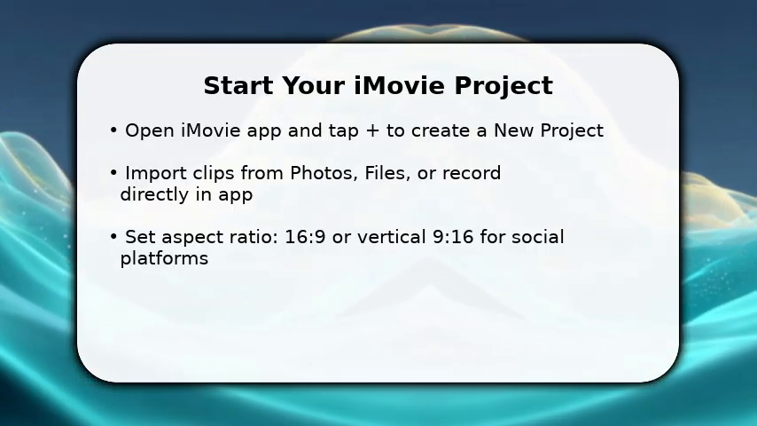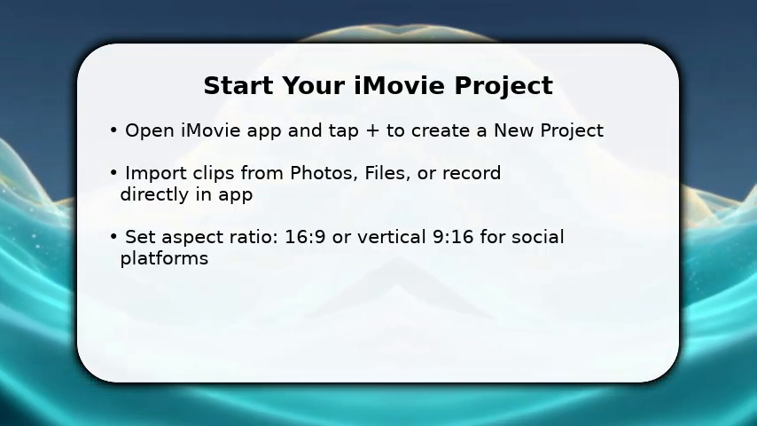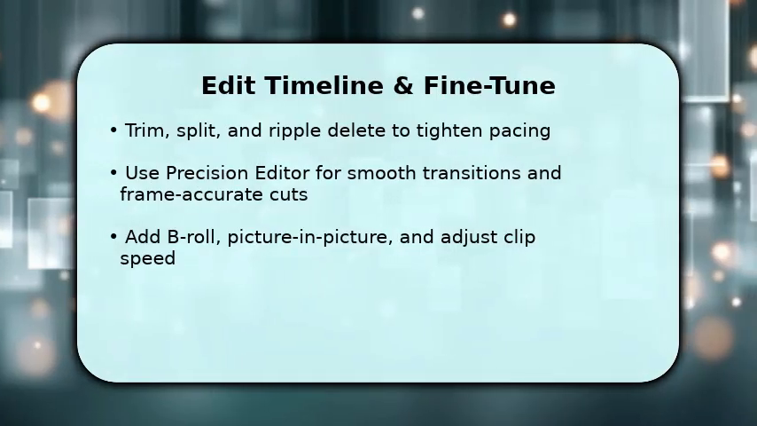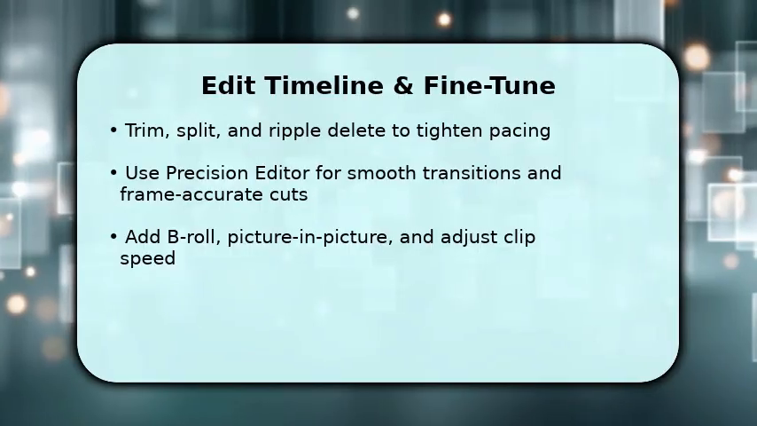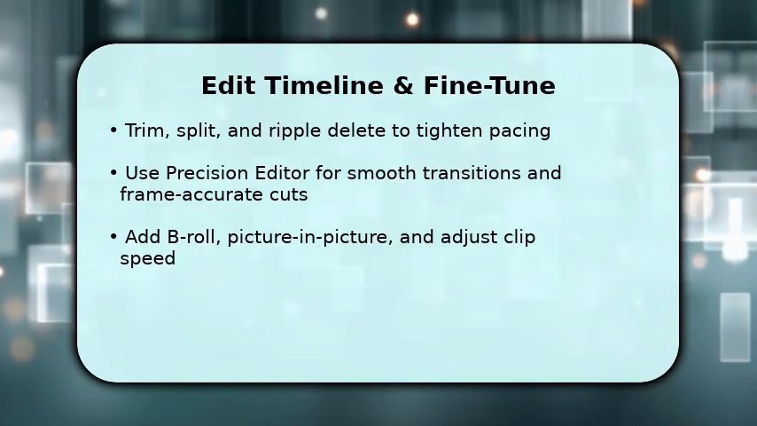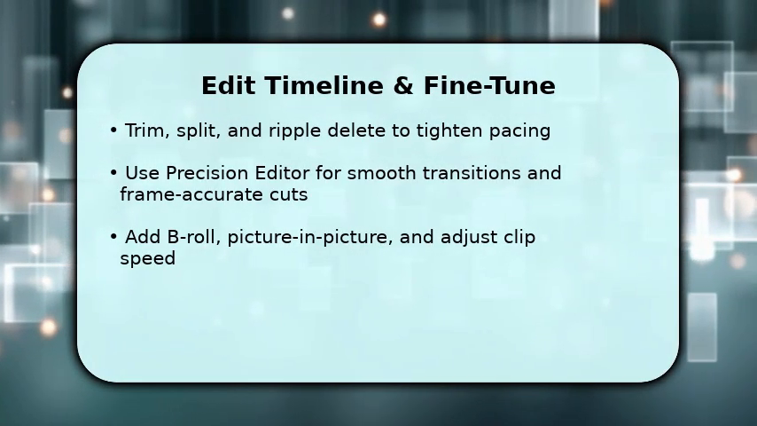You now refine the story by trimming and splitting clips to control pacing, drag edges for coarse edits, then use the precision editor for frame-accurate adjustments. Once done, insert B-roll or picture-in-picture to hide cuts and reinforce context.